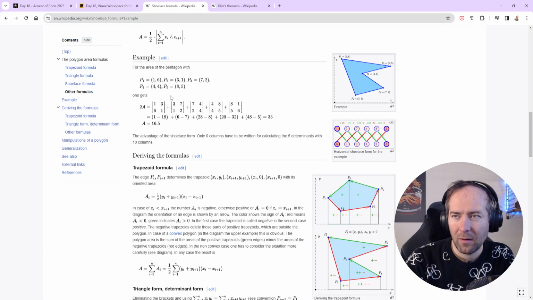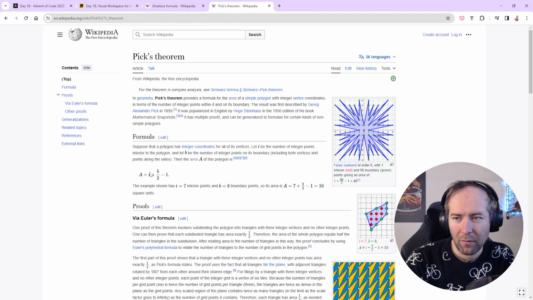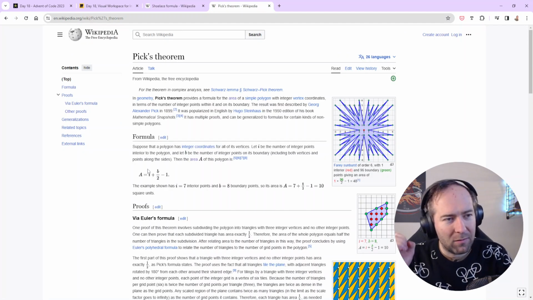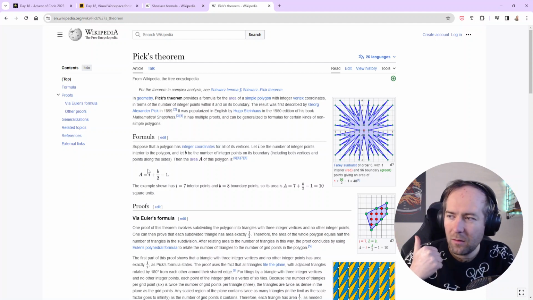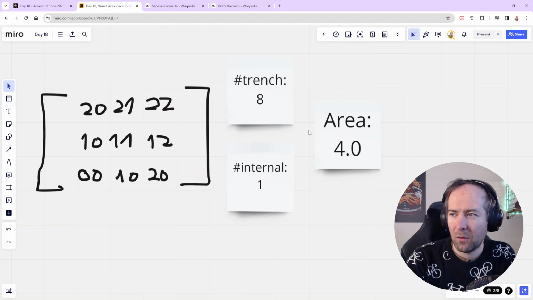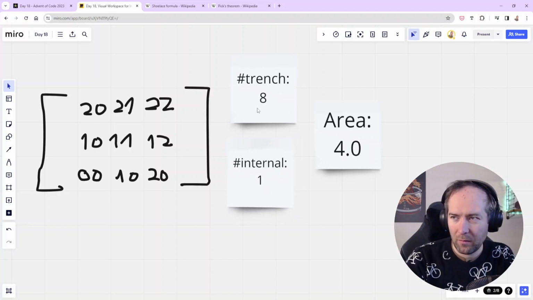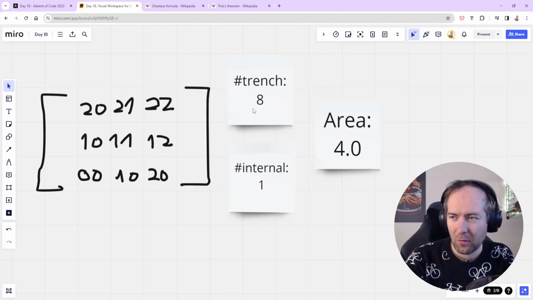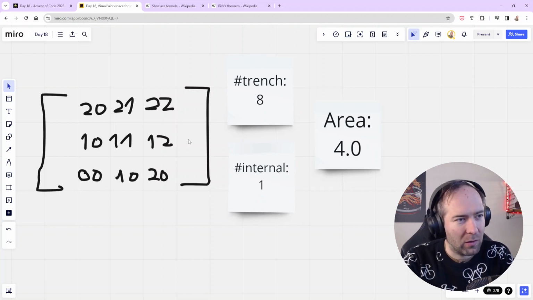So the only thing that we don't know is the number of cubes inside. And once we have the number of cubes on the inside, the internal cubes, and we have the number of cubes on the outside, we can easily sum those because we have 8 on the outside, 1 internally, and 8 plus 1 is 9, which is literally the answer we're looking for.